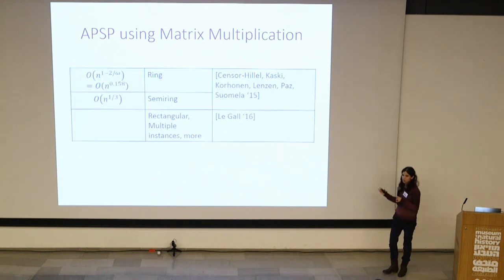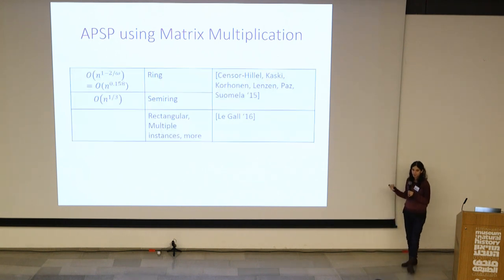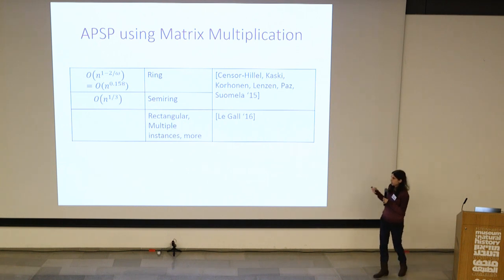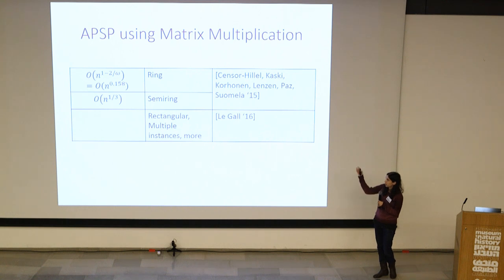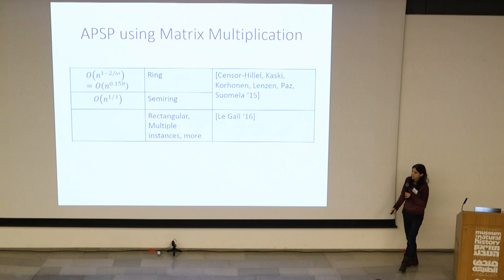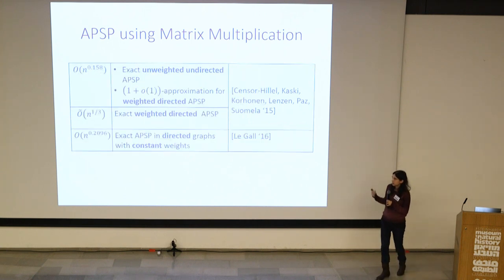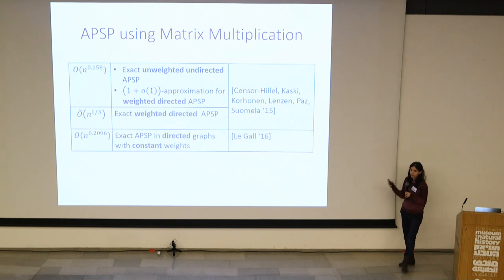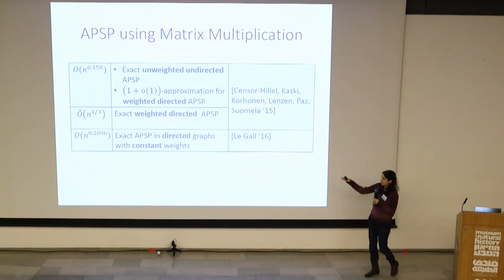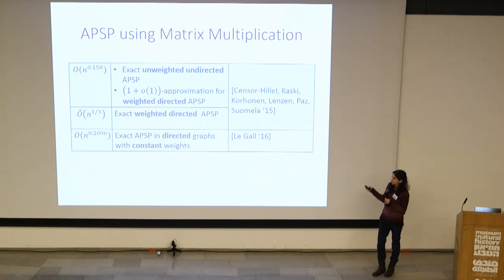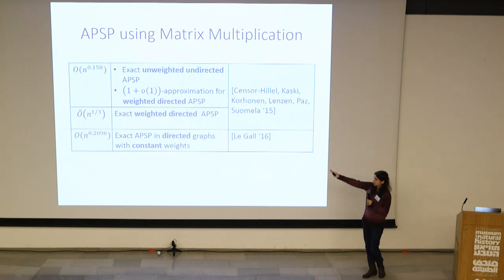So there are several works about matrix multiplication in this model. The exact complexity depends on the exact variant we try to solve, if we are in a ring, a semi-ring, rectangular, and so on. And these algorithms basically give the best complexity for APSP. So if, for example, we are interested in the most general setting, that is APSP in weighted directed graphs, we can use matrix multiplication in a semi-ring to get a complexity of about n to the third.